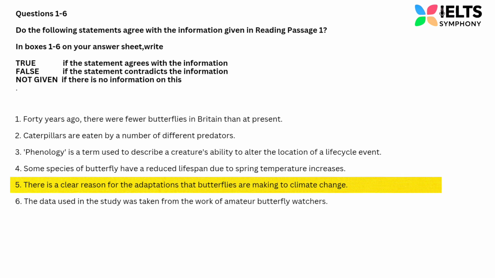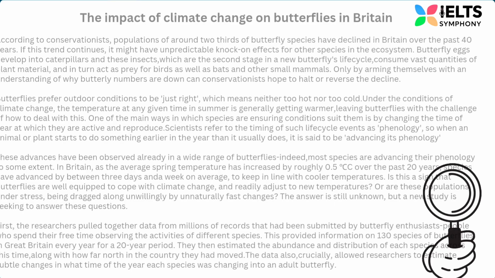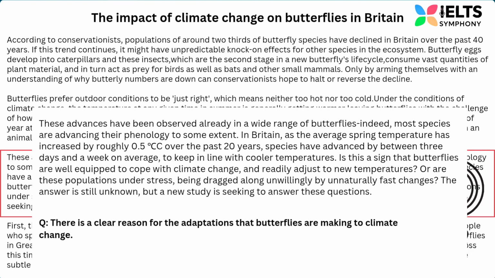The statement says, there is a clear reason for the adaptations that butterflies are making to climate change. We can apply our contextual understanding from the previous response. The passage questions whether butterflies are adapting well or struggling due to climate change, stating that the answer is still unknown. This means there is no confirmed clear reason for their adaptations. Since the information contradicts the statement, the correct answer is false.